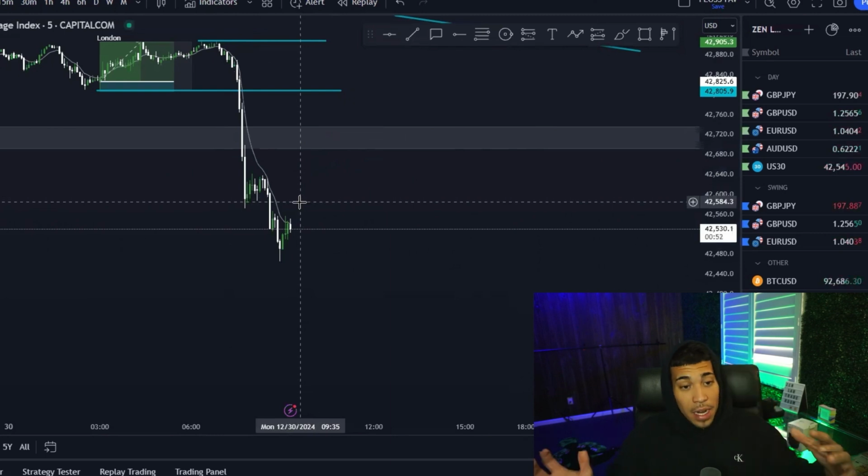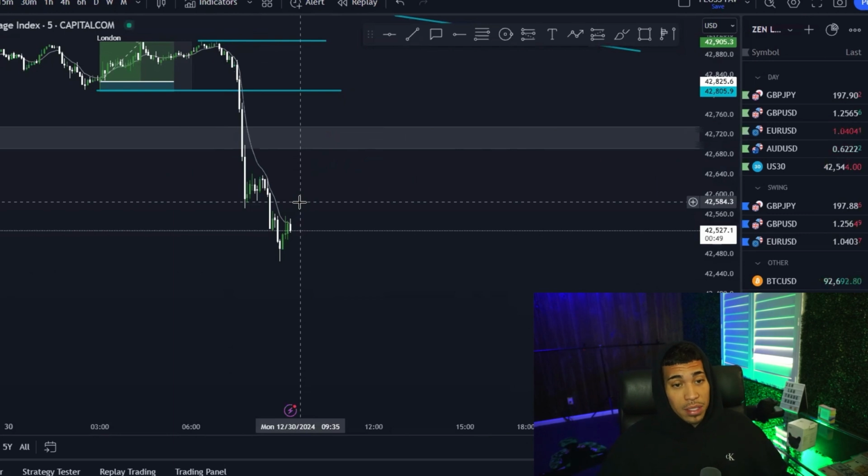But in a nutshell, that is completely how I trade US30. Running through those 4 steps every single day, waiting for that setup. Once it presents itself, great. If it doesn't, not forcing any type of trades.